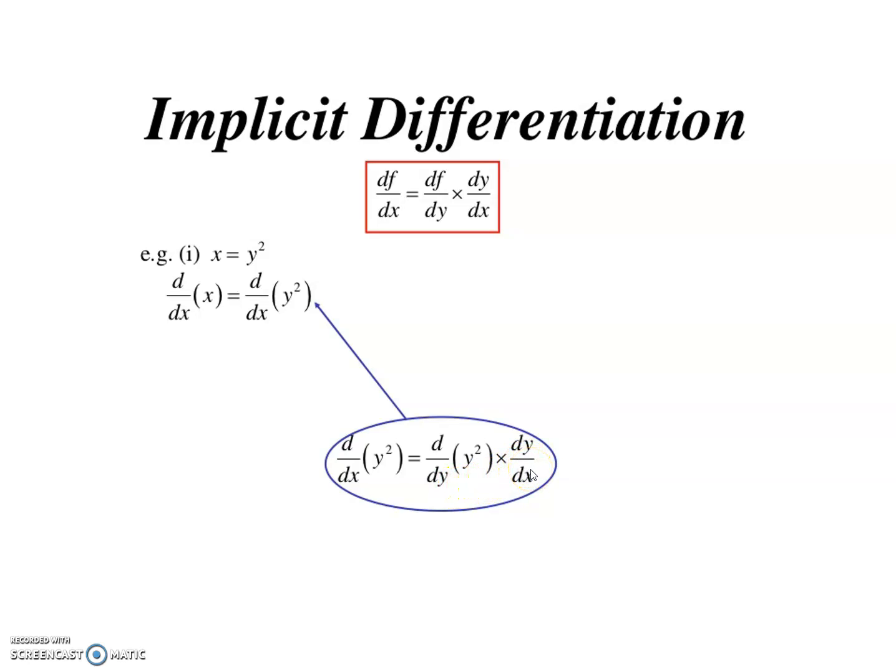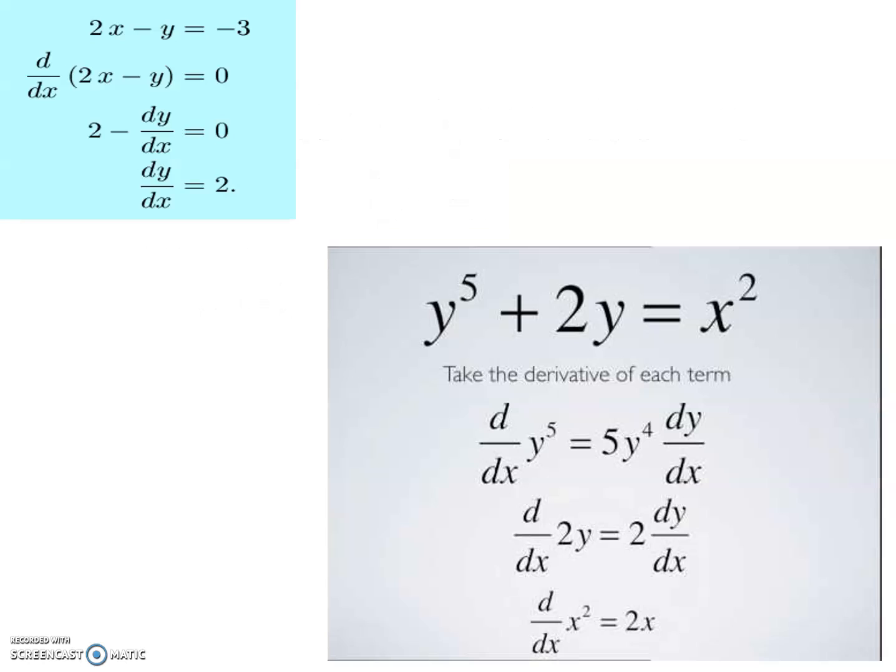It is compulsory because the derivative with respect to x is applicable only for the x variable. If the y variable is there, we have to multiply by dy by dx. We know that the derivative of x square is 2x. That's why the derivative of y square is 2y dy by dx. This is the rule we have to apply for implicit differentiation.